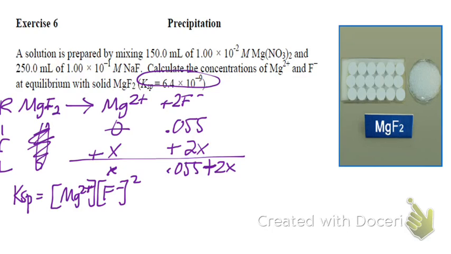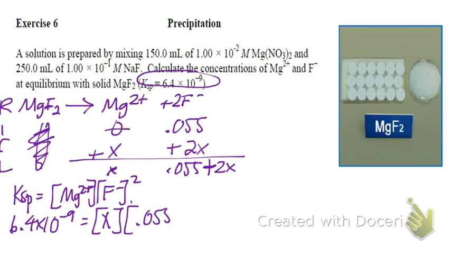Okay, so now we plug in our values, and so KSP is 6.4 times 10 to the negative 9 equals X first, because it's in the order. So X for magnesium, and then 0.055 plus 2X squared.